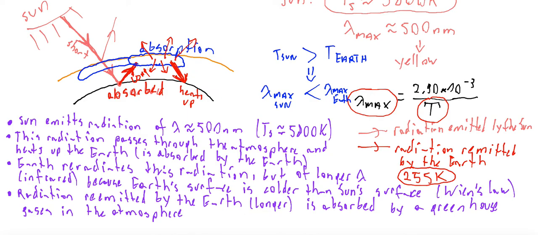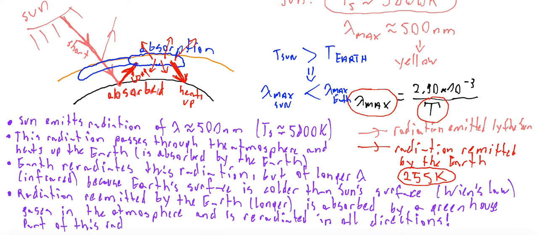In the atmosphere, and is re-radiated in all directions. Okay, in all directions means that part of this radiation heats up Earth again. Part of this radiation heats up Earth's surface again.